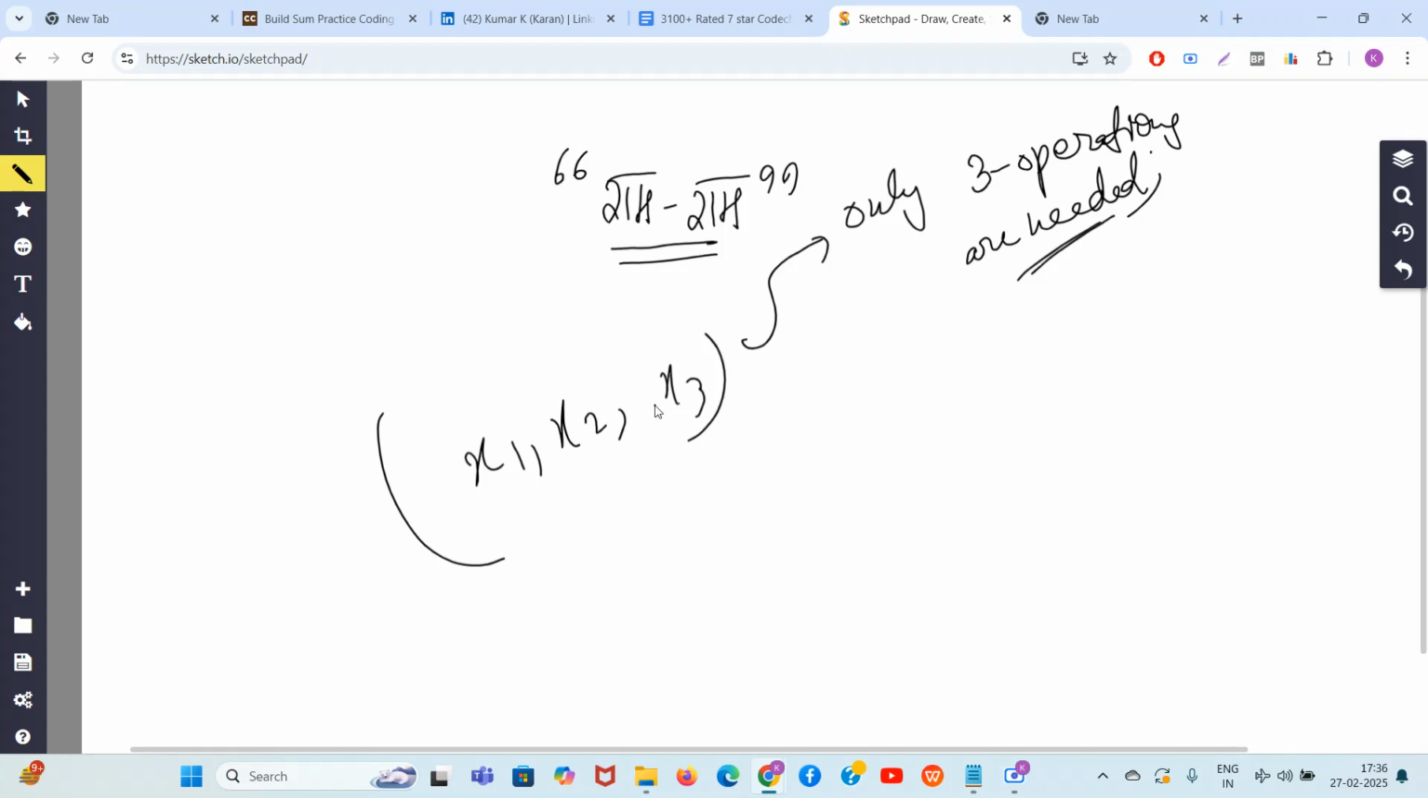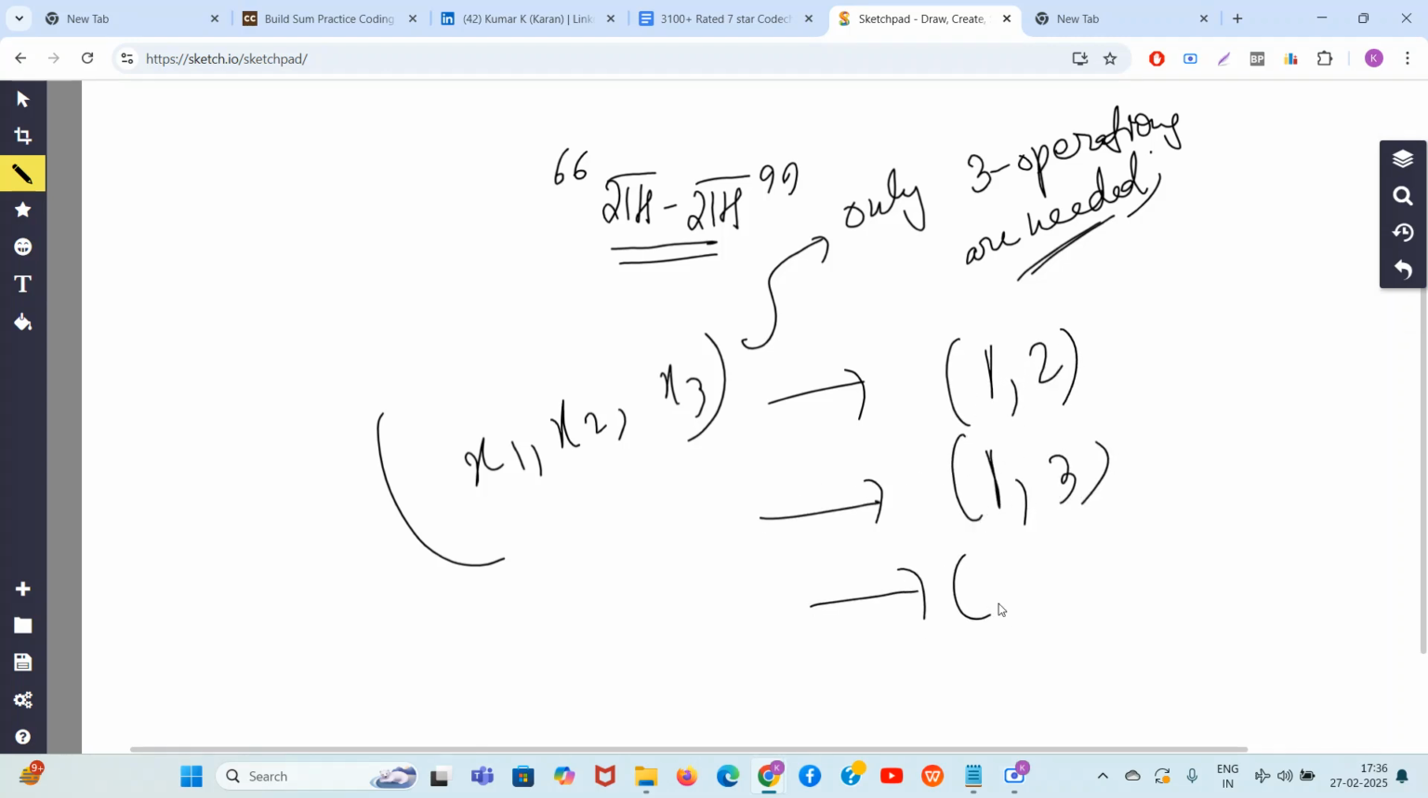I will tell you. See, this is the first number, second number, third number, okay? Either you do the operation on the first and second number, or on the first and third number, or on the second and third number.